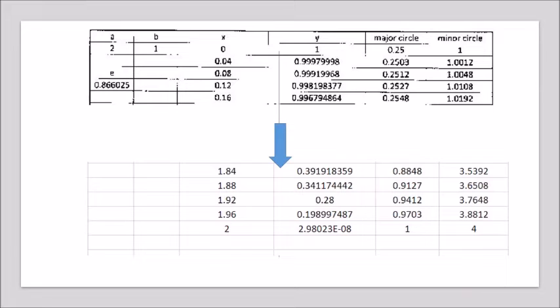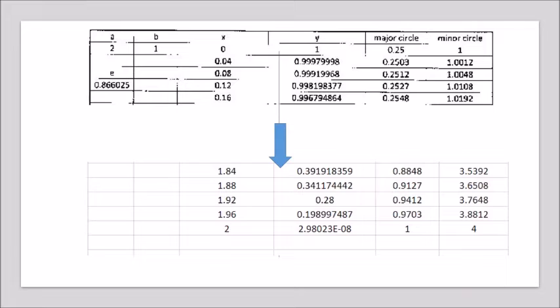When we plug these values into the major axis circle formula, as we call it, the major circle, we get a value of 0.25. That means that this major circle only gets to 1/4 of the amount that it needs to reach to be part of the ellipse.